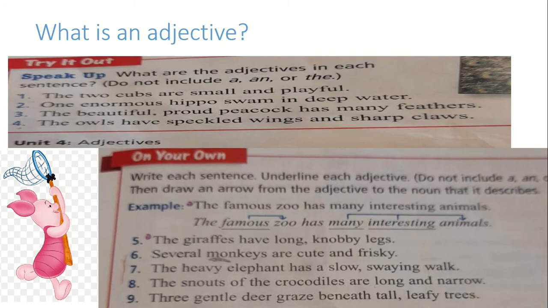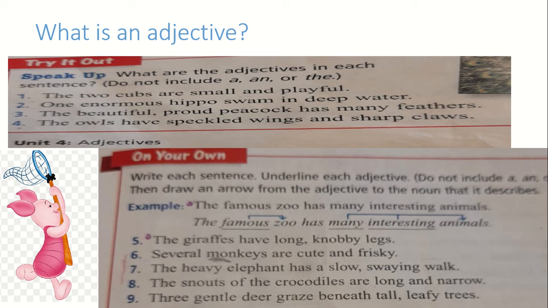Now, this is an activity that should be on your notebook. And we have 2 activities in one. What are the adjectives in each sentence? Do not include the words a, an, the. Those are called articles or special adjectives. Now, you will circle or underline with red the adjectives, okay?